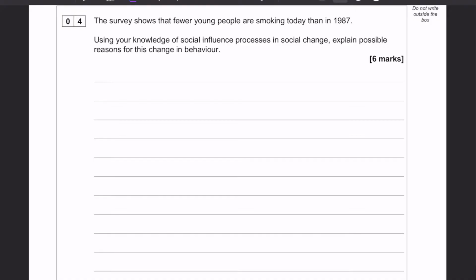But if you talk about the other 2, then you're more likely to need to talk about more than one process, because there's not as much to say about conformity and obedience. Also, remember, it is an application question, and so you have to make sure that you are applying what you're saying to smoking at as many opportunities as possible, because that is what the STEM is all about.